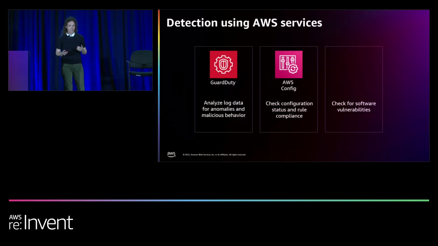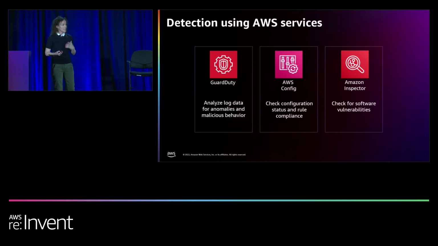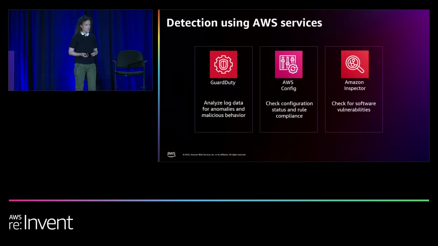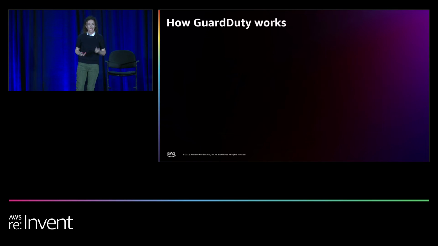And finally, there's Inspector, which is an automated vulnerability management service, checking and scanning for software vulnerabilities and unintended network exposure. So these are three distinct areas of data which we need to use to carry out our detection capabilities. Let's look first of all at GuardDuty.